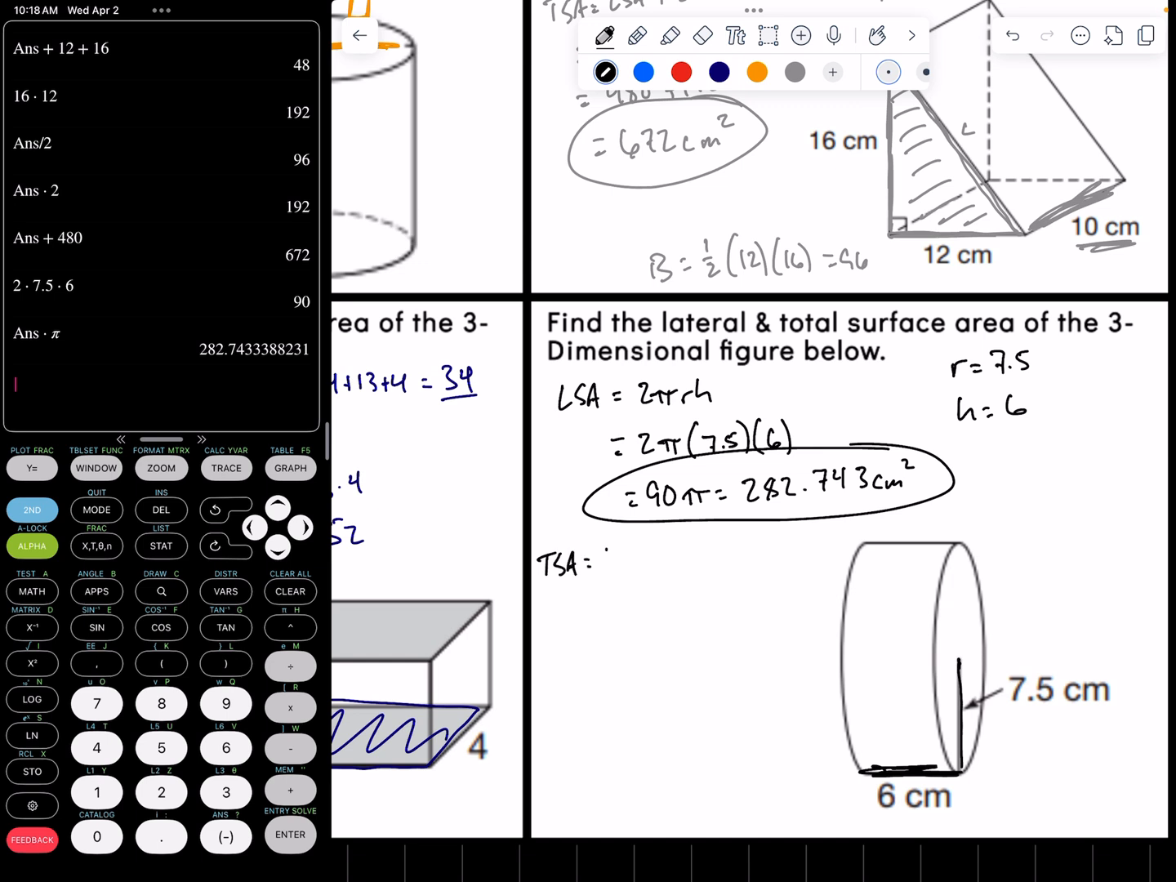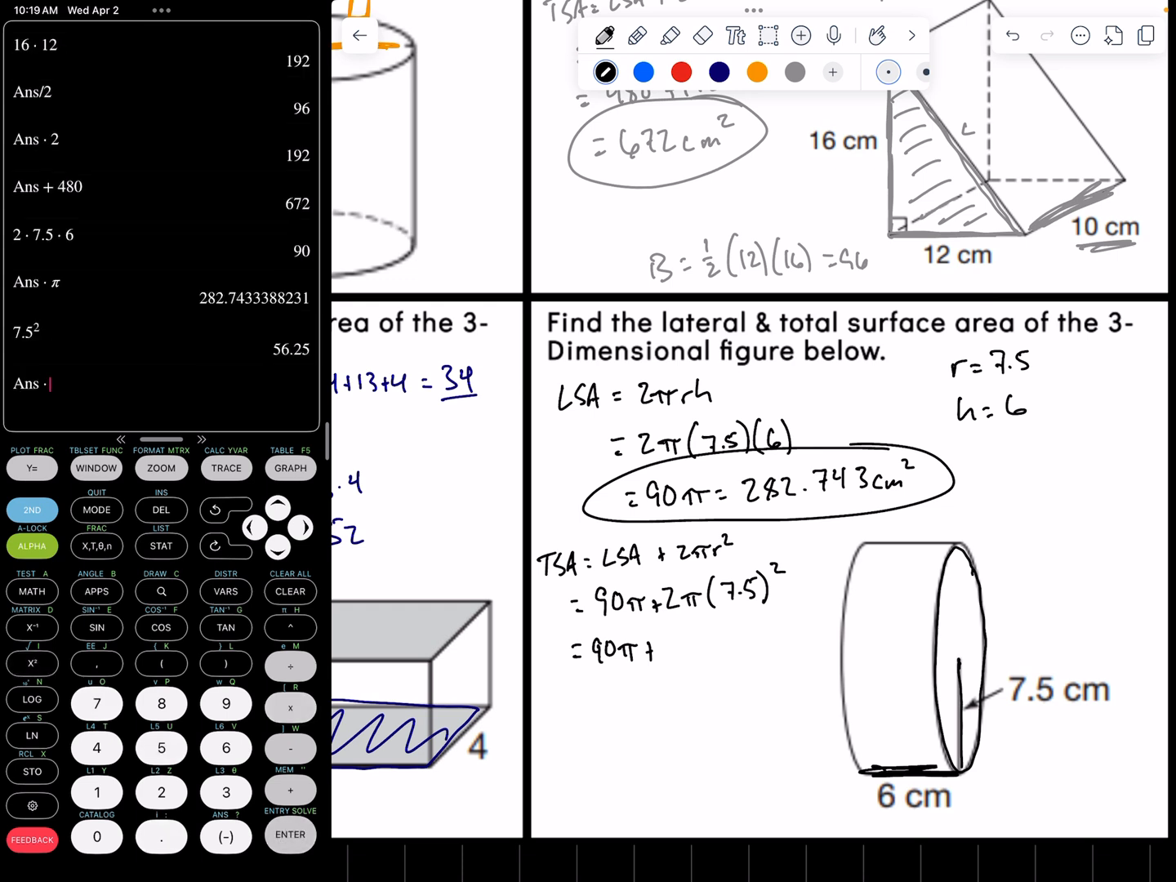Total surface area, I'm going to take my lateral surface area plus 2 pi r squared, because pi r squared is the area formula for the base, and if my base is a circle, I need to use that. So lateral surface area, I'm going to use 90 pi for right now. I'm going to add that to 2 pi times my radius, which is 7.5 squared. 7.5 squared is 56.25 times 2.